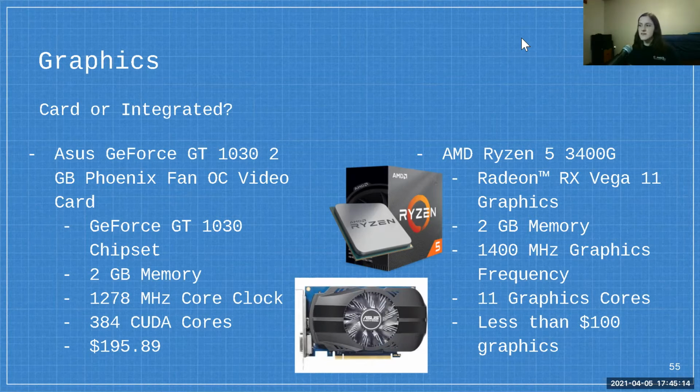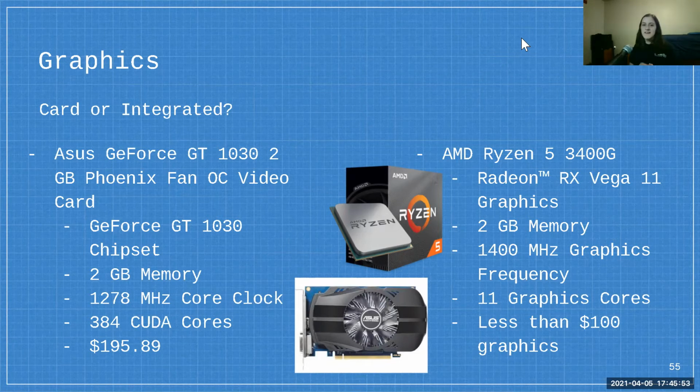We talked about the clock speed. It has almost 1300 megahertz core clock speed, and then we have 384 cores. On the flip side, we have integrated graphics, which is built into the CPU. So Ryzen, this particular one uses the Vega 11 graphics, and it also has 2 GB of memory. It has a faster clock speed, 1400 megahertz, and that's just for the graphics frequency. And then it has a lot fewer cores, but it's a lot less expensive as well.